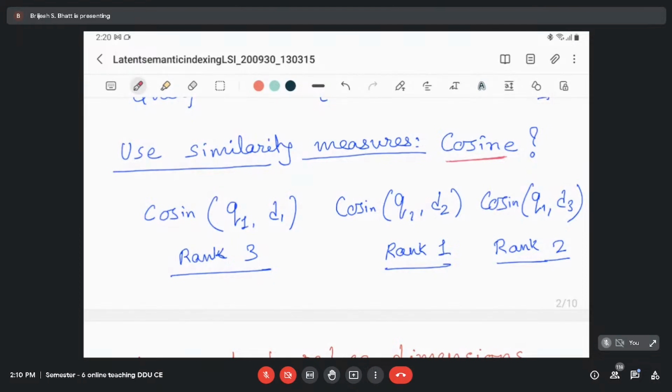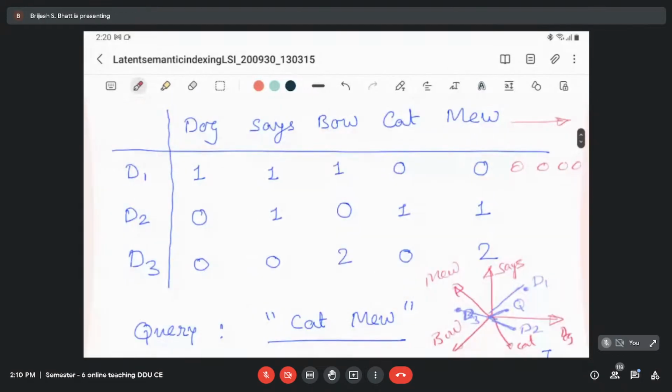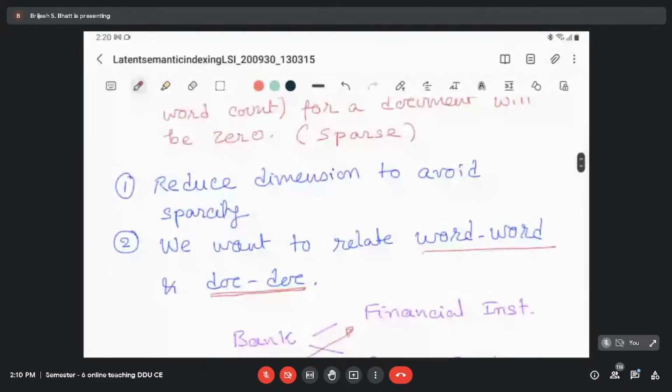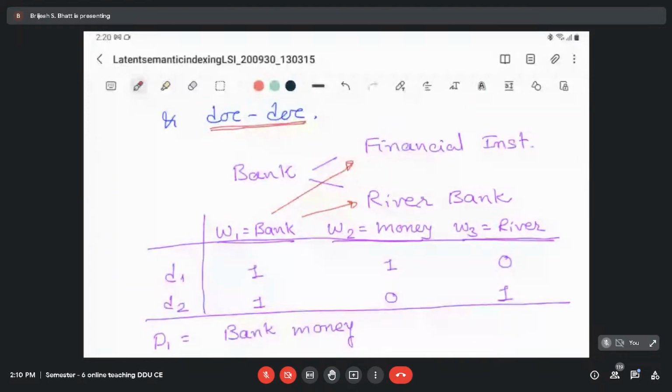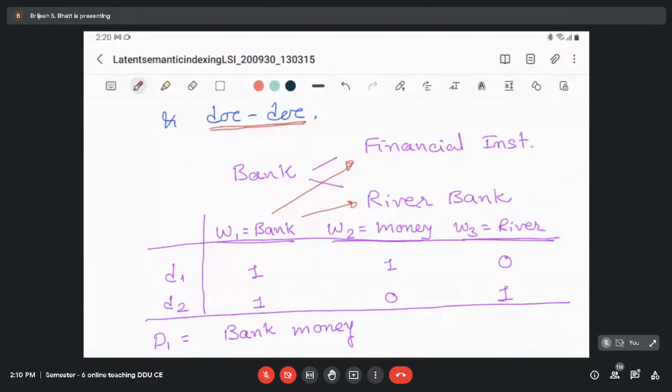document. When I want to find out the sense of the word bank, I need to look at the nearby words, whether it is money bank or river bank. Only then will I be able to make sense of the word bank. So that's why I want word vector and document vector.